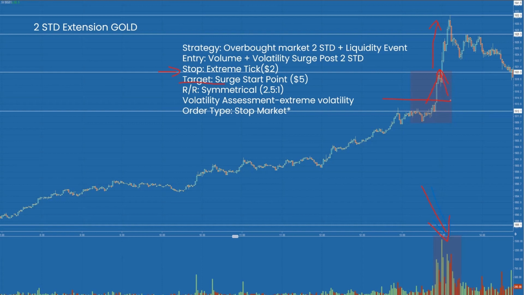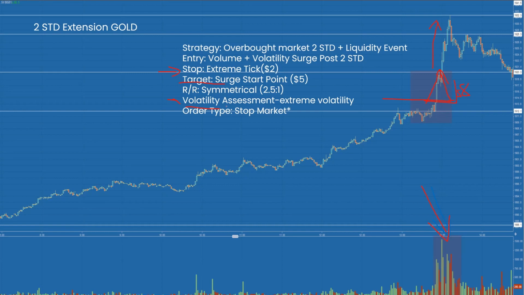But the point is our target was retesting the liquidity event. So we were looking for, roughly speaking, an $8 opportunity. We know we've got $8 of opportunity, but in terms of volatility, this is a very highly volatile trade strategy. So ultimately, we now have to factor that into our trade strategy. Because there's more volatility, we need to use a wider stop.